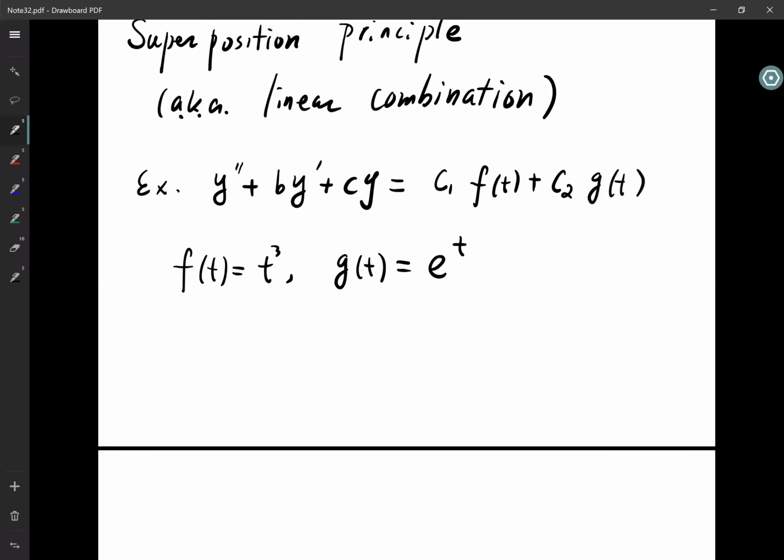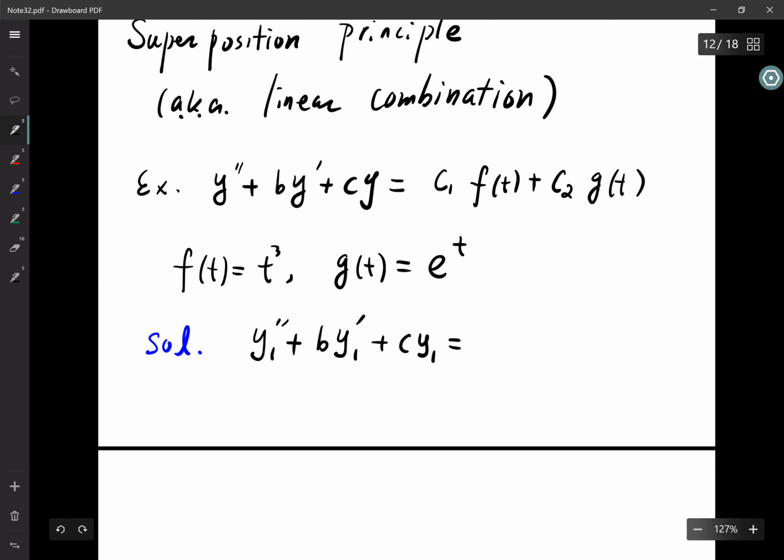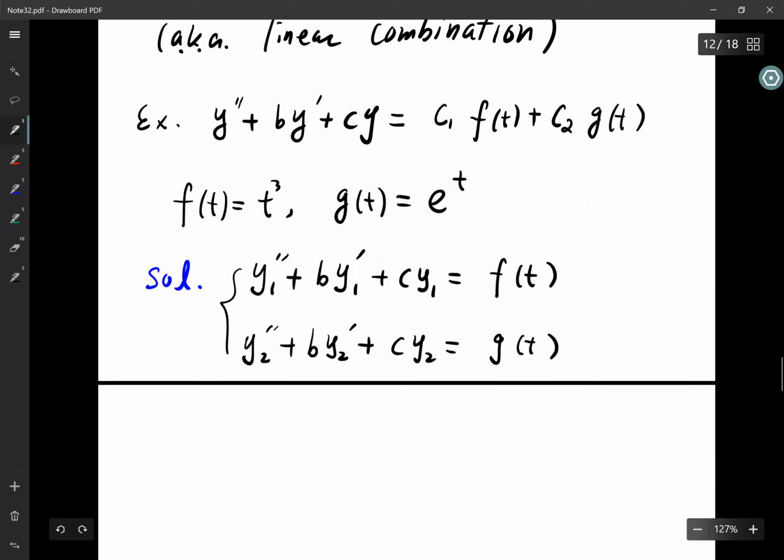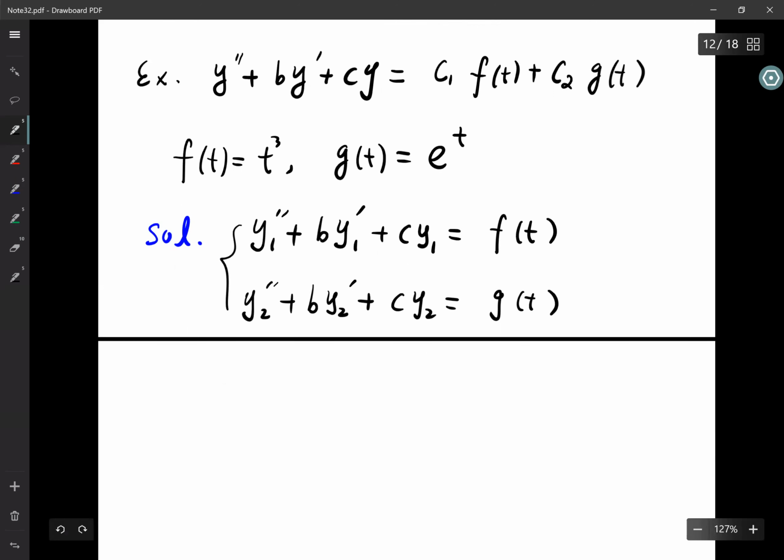Our gut feeling is that I just get the solution for each of them and do a linear combination of the two solutions, and it must be the solution. That's exactly what's going on. I first solve two problems. One is y1 double prime plus b y1 prime plus c y1 equal to f(t), and I get one solution. Then I get y2, which just needs to be a particular solution. It doesn't need to be the whole thing, because the homogeneous part will be added later anyway. Once I have y1 and y2, the solution to the original problem is just c1 y1 plus c2 y2.